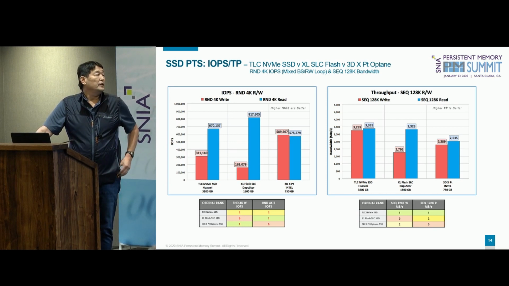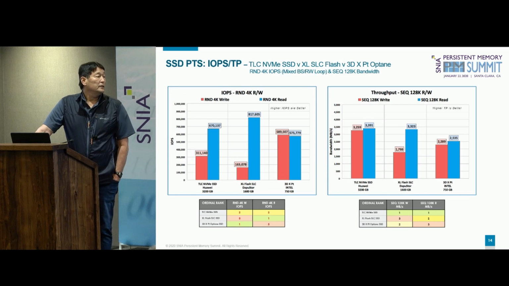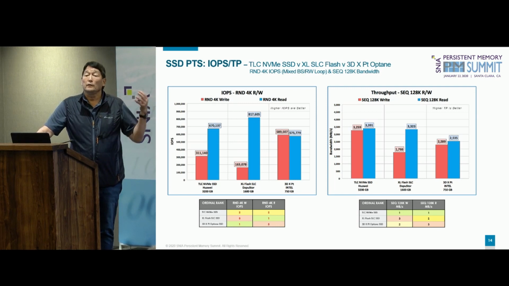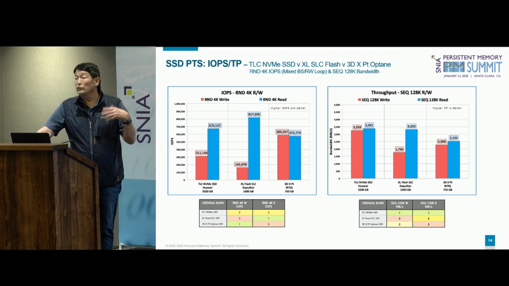For throughput, you can see that in this case, the NVMe SSD has pretty balanced reads and writes. Again, the SLC XL flash has faster reads than writes, and the 3D XPoint is fairly symmetric as well. Again, these are corner case tests with this particular workload, but the media is designed for different kinds of workloads and different kinds of demand intensity. This is just a corner case test that gives you a relative ranking.